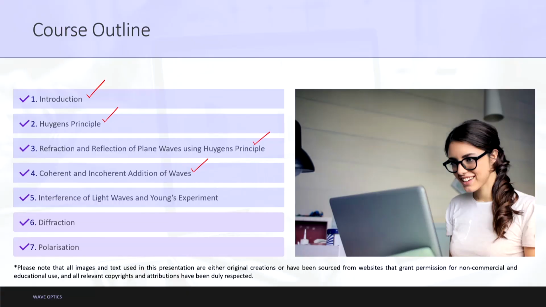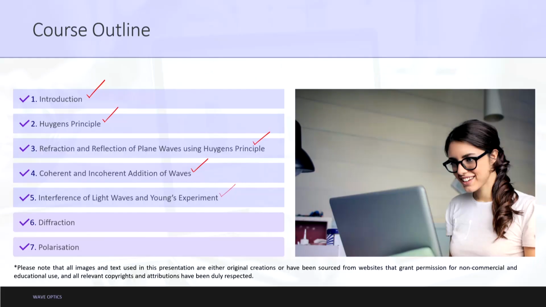The next was interference of light waves in Young's experiment, in which we understood the application of coherent and incoherent addition of waves, as in the interference fringes formed with the central bright fringe and then consecutively dark and bright fringes as the path difference increases. In Young's experiment, we understood two types, one single slit and one double slit. Then we understood why phase locking is required for the interference fringes to be formed.